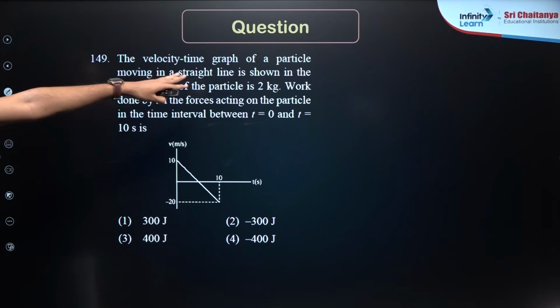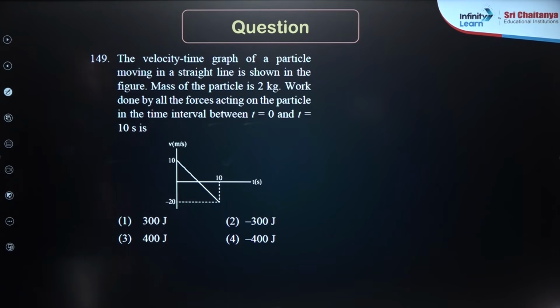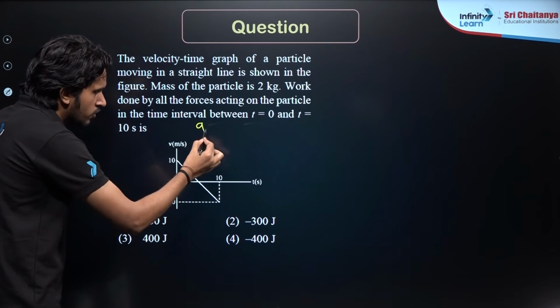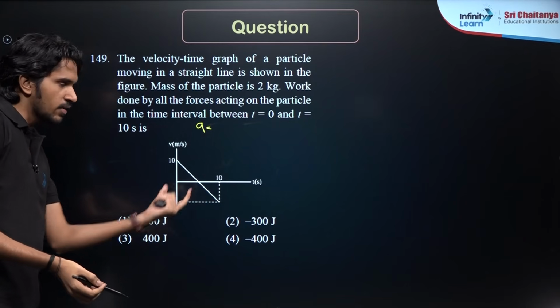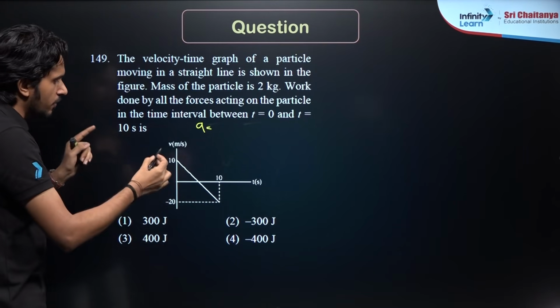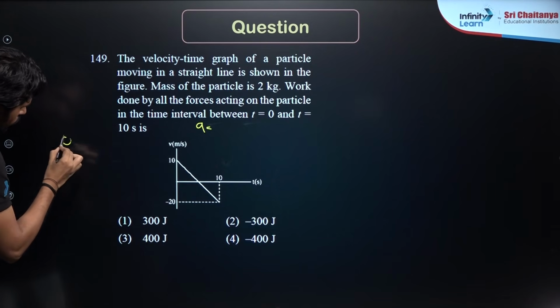The velocity time graph of a particle moving in a straight line is shown in the figure. Mass of the particle is 2 kilograms. Work done by all the forces acting on the particle in the time interval between t equals 0 to t equals 10 seconds. First of all, one approach is you find the acceleration, delta v by delta t, find the force ma, then find the work F dot ds, and this object is moving in a straight line.